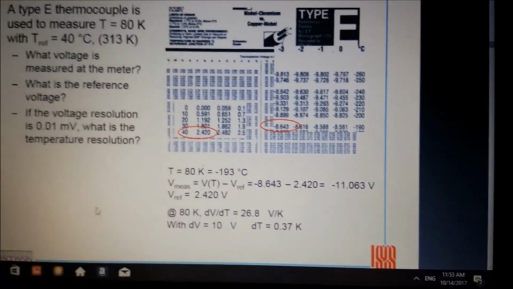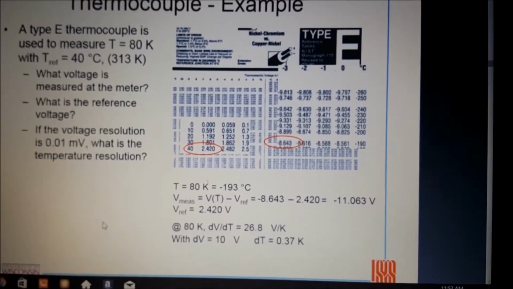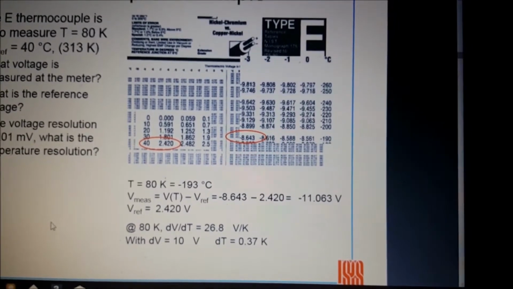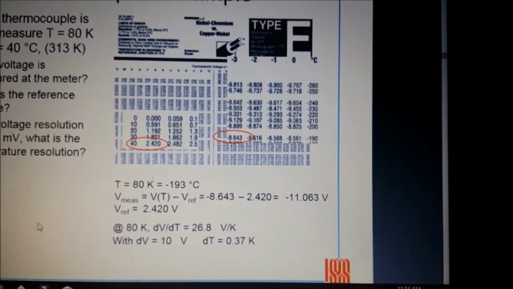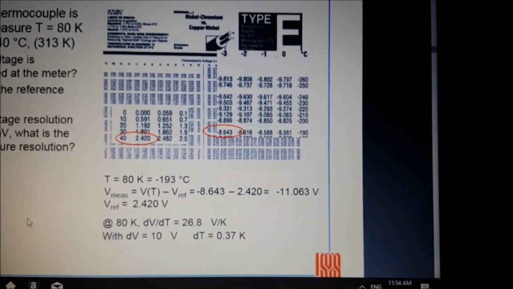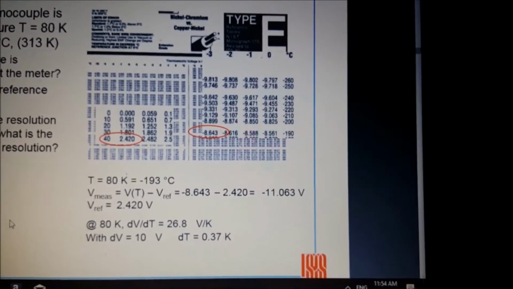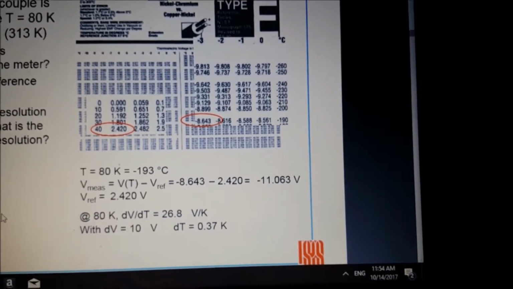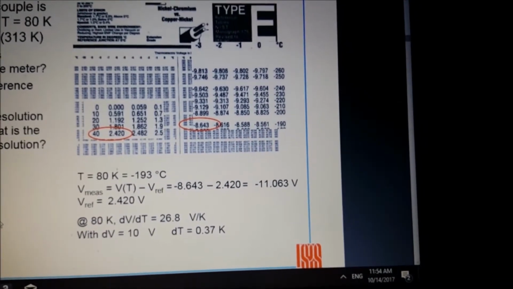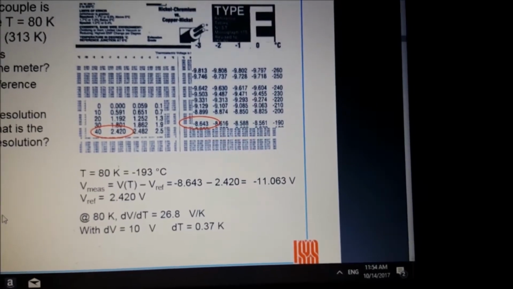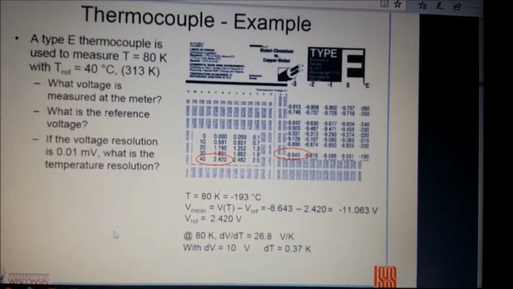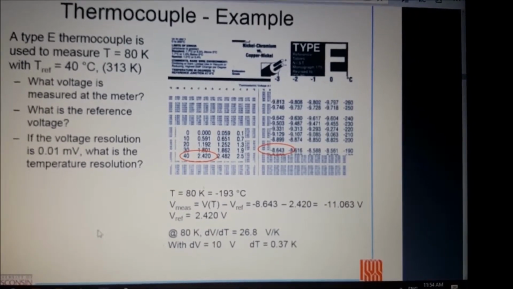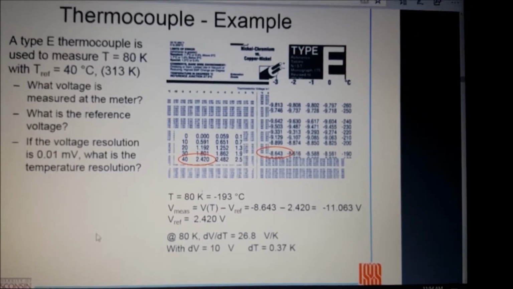The next question, what is the reference voltage? So makikita natin sa chart yung certain voltage corresponding to the temperature. Yung kailangan natin is 40 degrees Celsius at ang makukuha natin is 2.420 volts. Yun na yung sagot. For the next question, if the voltage resolution is 0.01 millivolts, what is the temperature resolution?